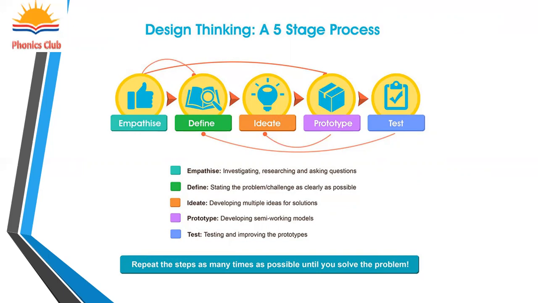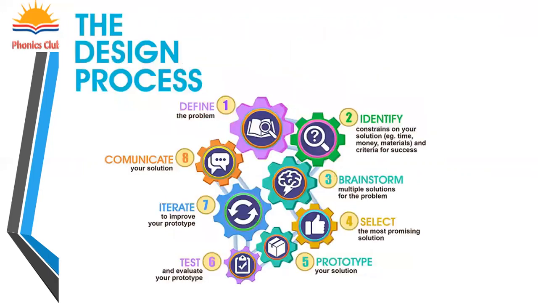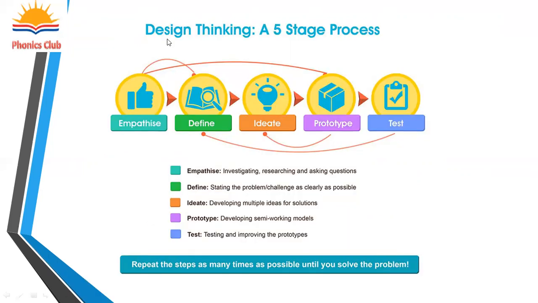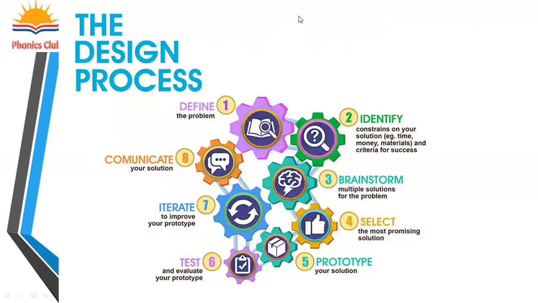Prototype, develop semi-working models. Testing, testing and improving the prototype. Repeat the same steps as many times as possible until you solve the problem. ये नहीं है कि आपने एक दफा डिजाइन थिंकिंग को कर लिया और आपने कहा कि नहीं मुझसे तो नहीं हो रहा. जब तक आपकी प्रॉब्लम सॉल्व नहीं होती ये सारे स्टेप्स आपने फॉलो करने हैं. This is called design thinking, five stages. This is called design process.